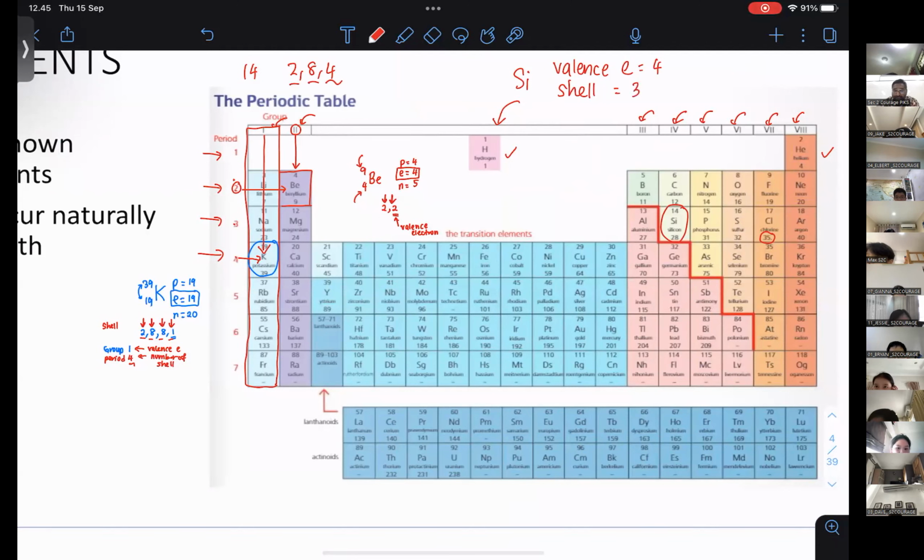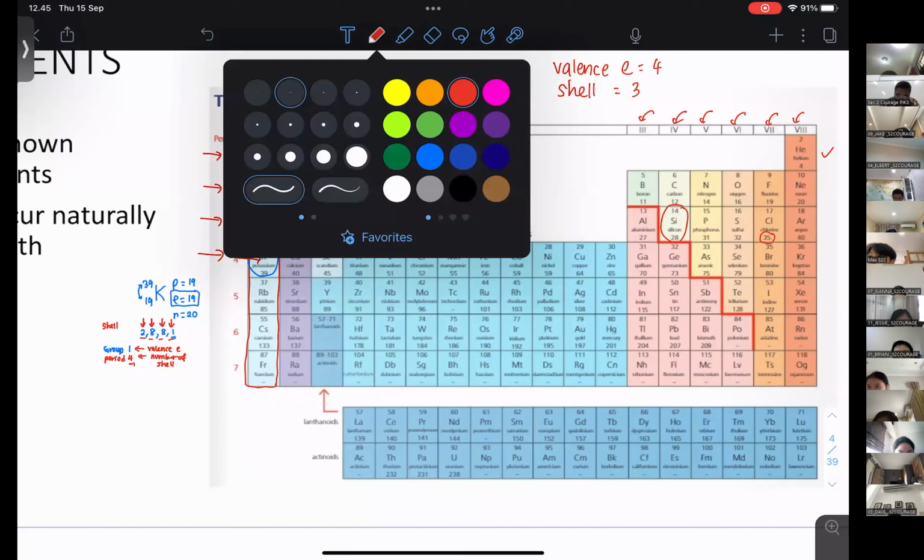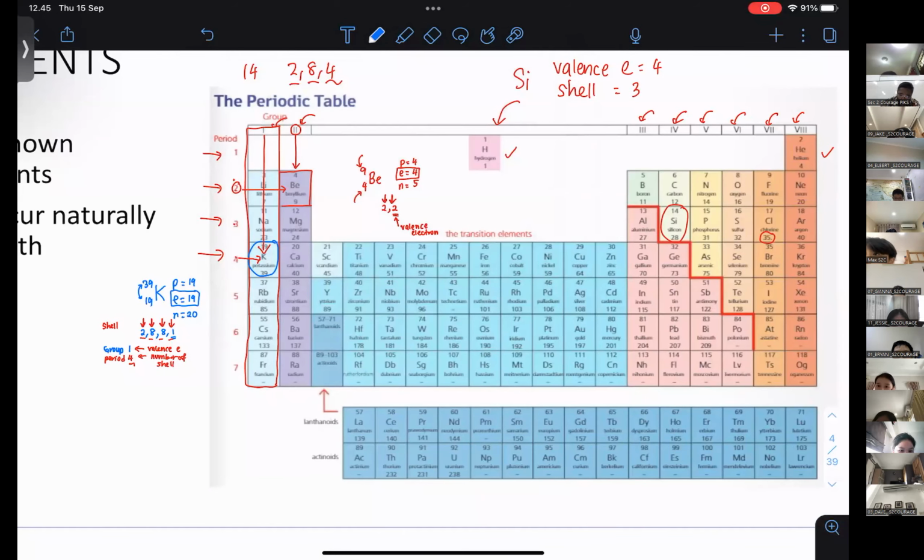Okay, good. But you do not need to do that all the time. What you need to do is just look at this, and I'll save you some time. You see 4 over here. This is group number 4. It means that silicon has 4 valence electrons. And silicon is from period number 3. Therefore, they will have 3 shells. So you do not need to write it all the time.